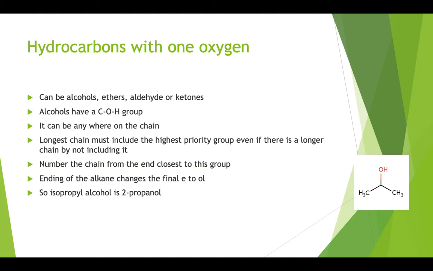So alcohols have a carbon with an OH group attached. And as you can see in this example I have down here, I went back and got that isopropyl alcohol and I put it here so that we can see what it looks like. It can be anywhere on the chain, beginning, end, middle, but whatever carbon that group is on, the chain has to be numbered from the end closest to that group because it's the highest priority. It does the most interesting things.